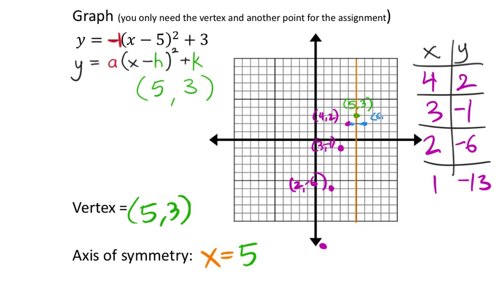That appears to be at 6, 2. And then this one, 2 to the left, so 2 to the right would be its reflection. That appears to be at 7, negative 1. And then again, 3 to the left, so 3 to the right here, that would be at 8, negative 6. And again, that's all I can fit on this one.